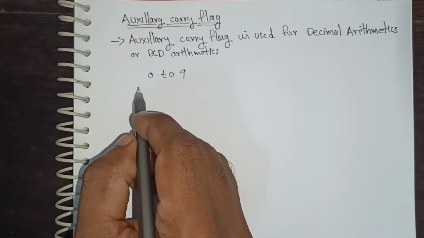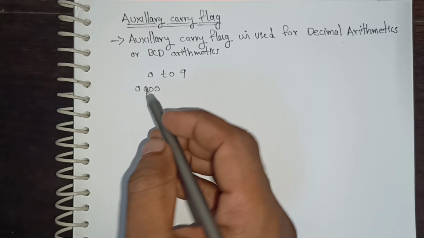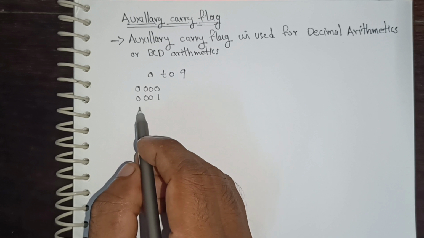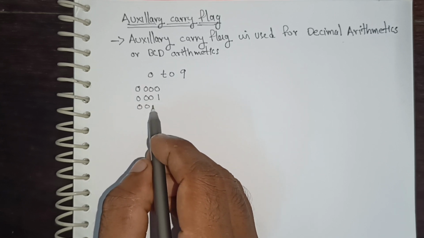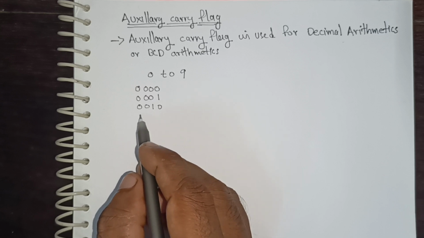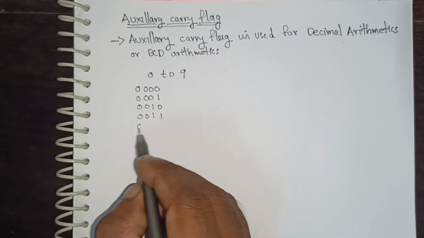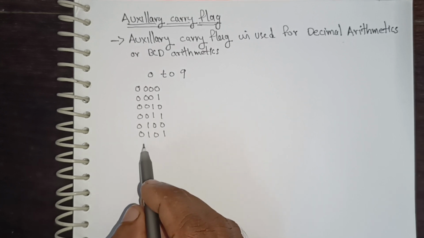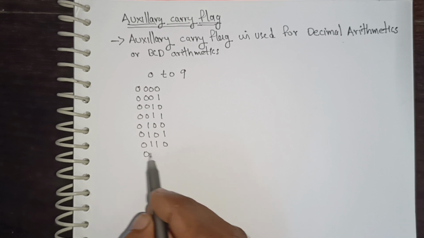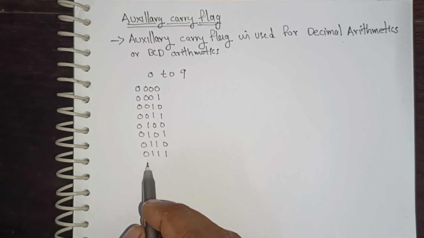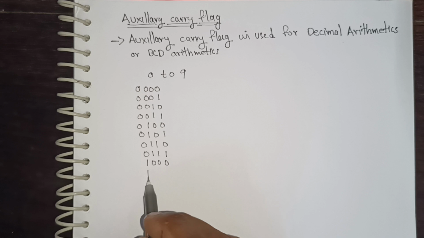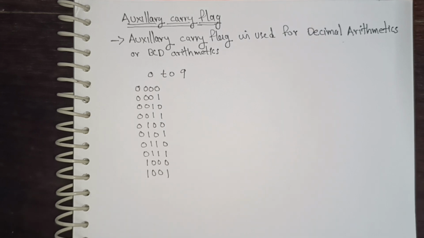So 0 means 0 0 0 0. Then 1 is 0 0 0 1. Then 2 is 0 0 1 0. Then 3 is 0 0 1 1. Then 0 1 0 0, 0 1 0 1, 0 1 1 0, 0 1 1 1, then 1 0 0 0, and 9. So this is the representation.